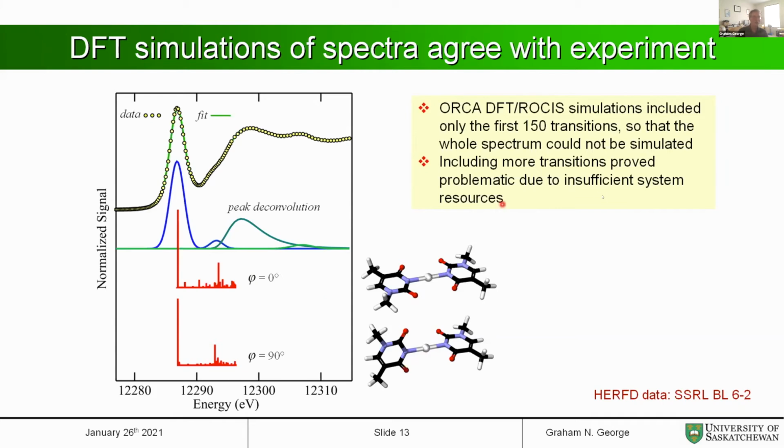So we went to several hundred transitions, hoping to be able to duplicate the doublet structure up above 12,300 eV, but unfortunately we had to stop at 150 transitions. Nonetheless, these showed that with phi equals 0 and phi equals 90, we would expect similar spectra, which is in full agreement with what we observe.